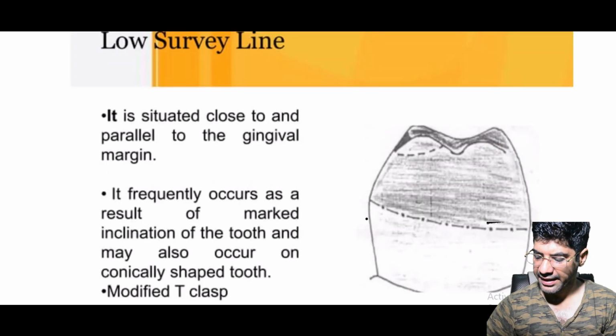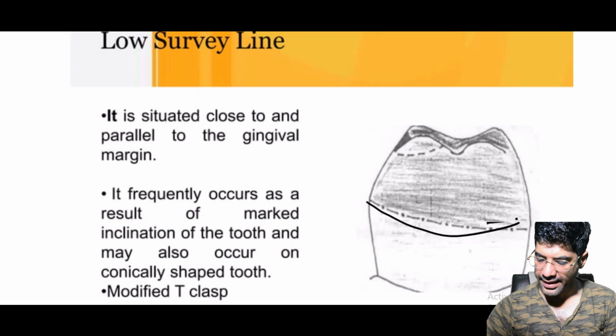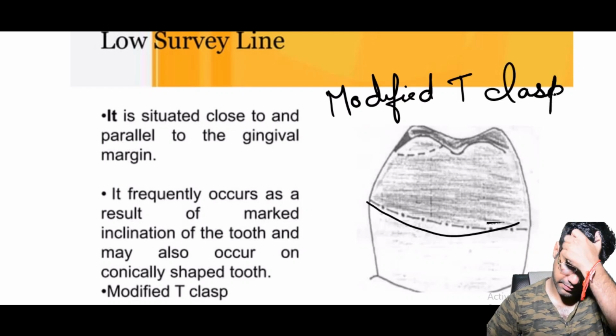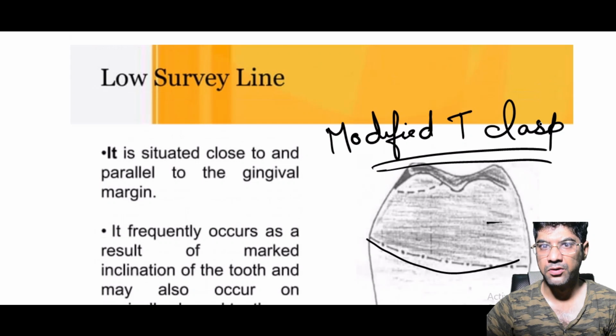Low survey line: it is situated close to and parallel to the gingival margin. And here a modified T clasp is used. So a low survey line is closer to the cervical third of the tooth in both the near and the far zone. This type of survey line presents a challenge for maintaining oral hygiene due to its proximity to the gingiva.